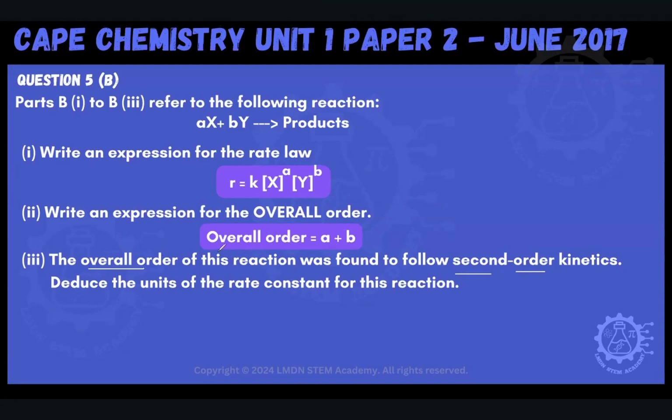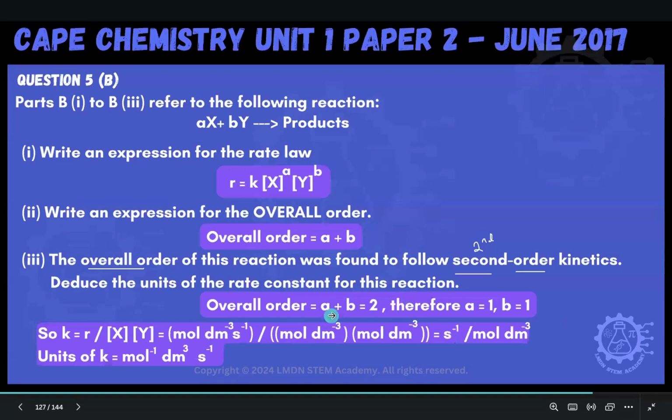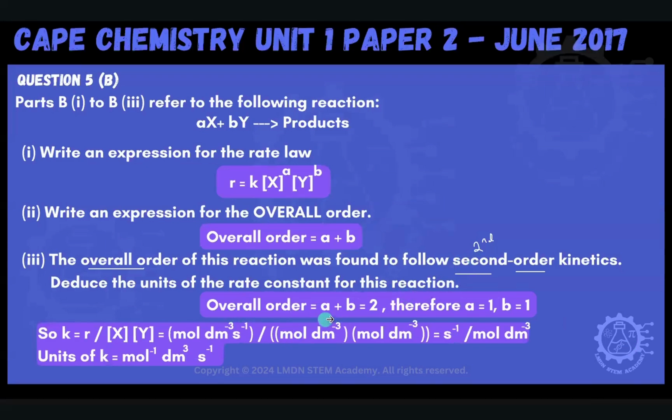And so what that means is that the sum of a plus b is equal to 2. So that's the first piece of information that we have here. So let's bring that up. So we know then that the overall order is 2. So a plus b is equal to 2. Therefore, it means that a is equal to 1 and b is equal to 1.